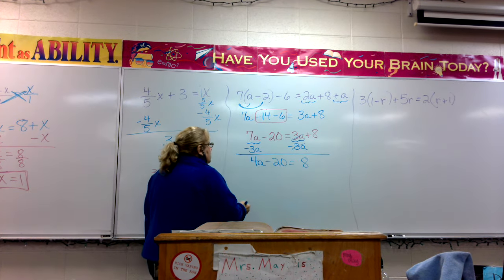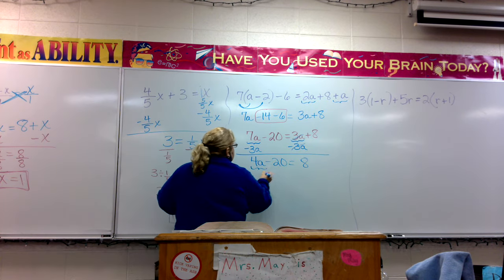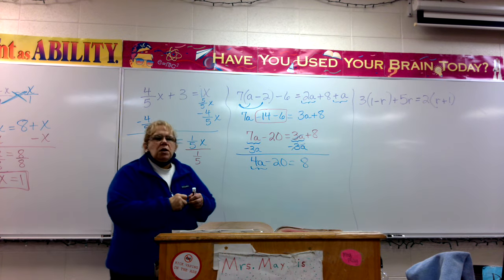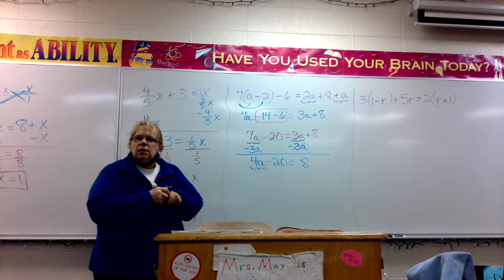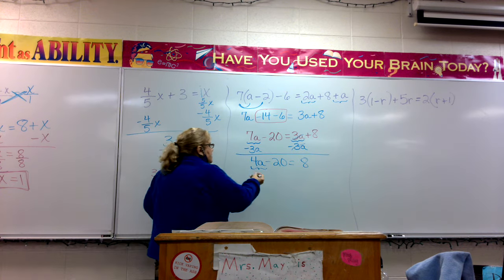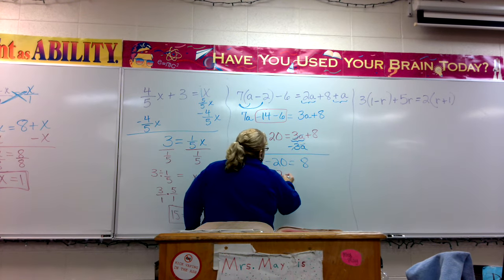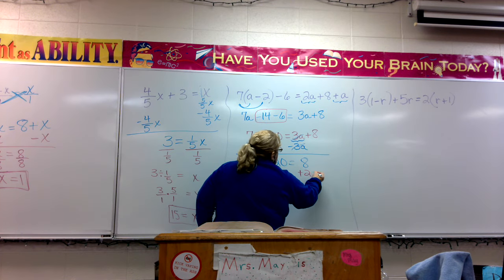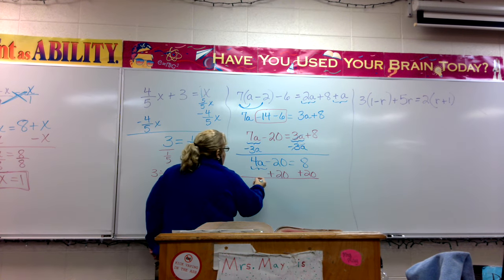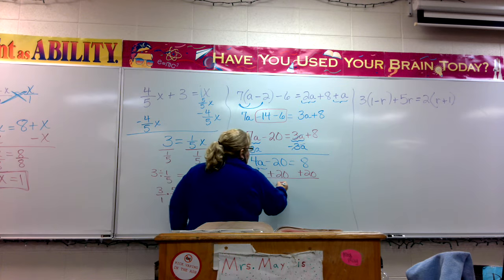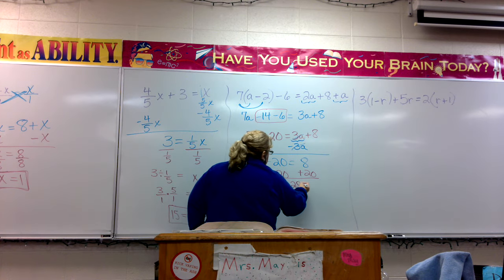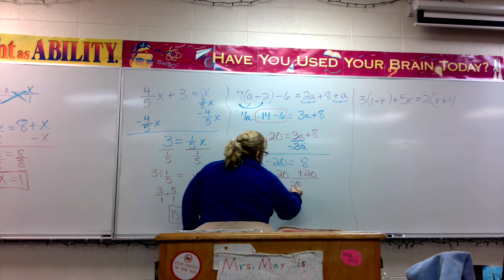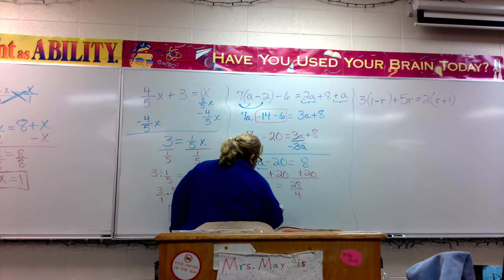Now what? Now you have all the a's together. You have to get rid of what's with it. The 20. How do you get rid of it? Add 20. And so now I have 4a equals. And what do I get? A equals 7.